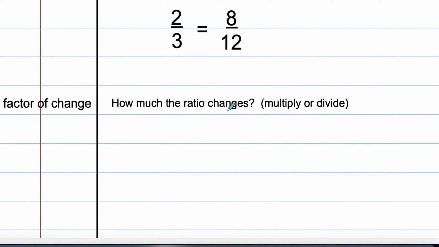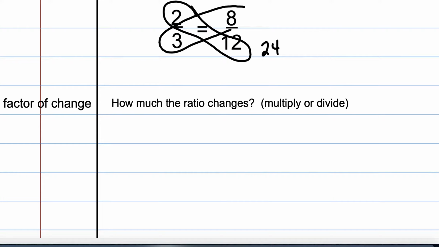Remember, there's other ways to check too if they're equivalent. We can check by crossing. 2 times 12 is 24, and 8 times 3 is 24. That's one way to check. Another way to check would be to divide. 2 divided by 3 is 0.6 repeating. And that's the same as 8 divided by 12 is 0.6 repeating. So because all those things are equal, we know that the proportions are equal.